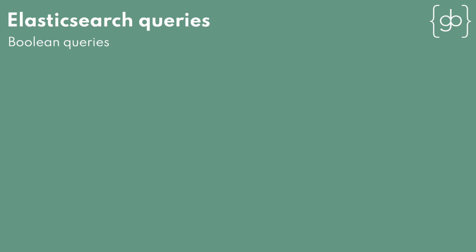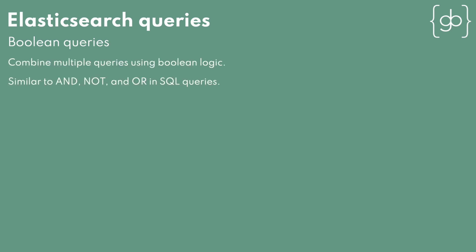Running a single query is a good start, but how can we combine different queries into a single unified search? In SQL, you can use simple Boolean operators like AND, OR, and NOT to combine different criteria in a query. Elasticsearch has the same functionality, but it's packaged slightly differently. Different queries can be combined using a Bool query.